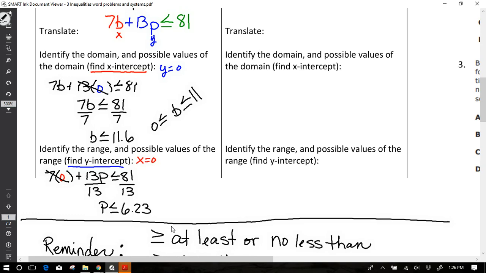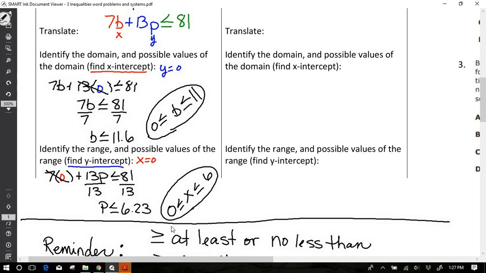And again, we're not going to buy a partial pizza. So at least she can buy 0 pizzas. At most, she can buy 6 pizzas. And everything in between. So I add the less than or equal to's there. So that is my domain, and that is my range. Great. So that was the most involved problem so far with our inequalities word problems.